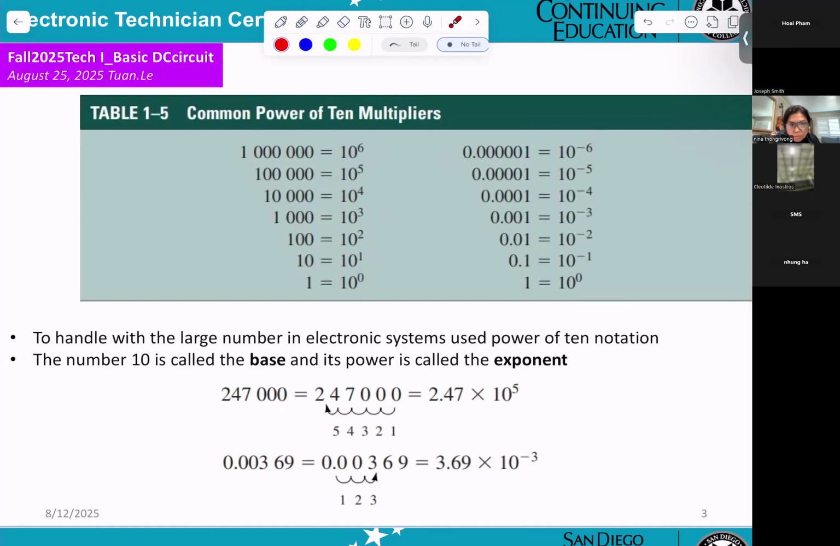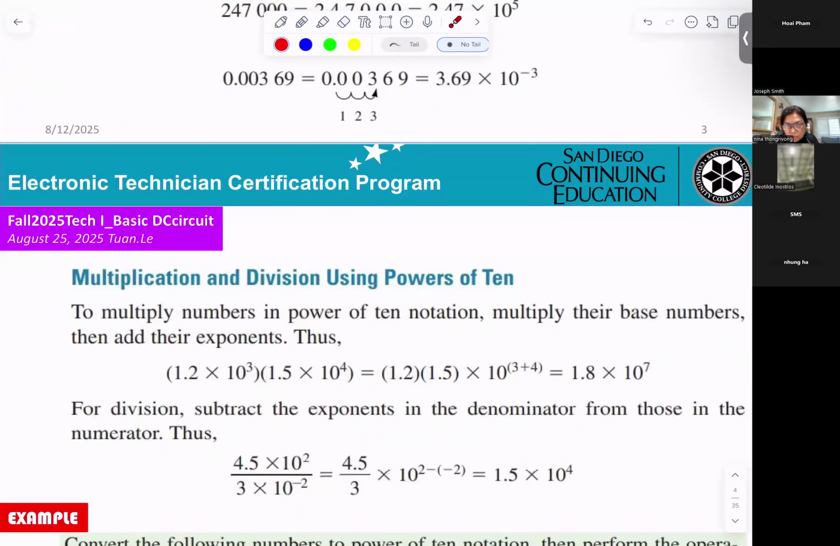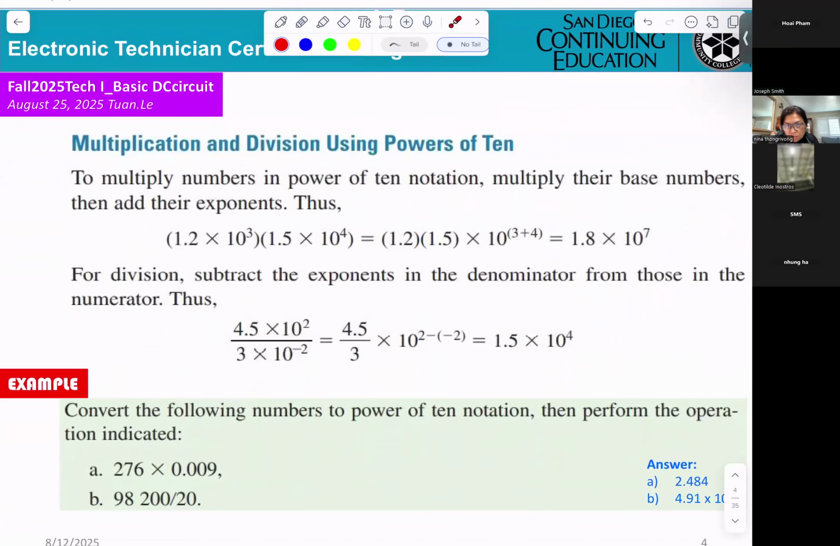Okay, and this is what they give to you: 247,000. They want to convert it to a different form. You can get 2.47, move the decimal point left, times 10 to the power of 5. Okay? You look at it. If you have a question, anything, just let me know. We don't have to go too quickly on this.